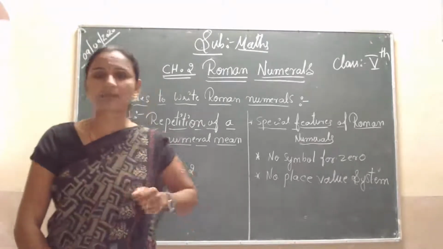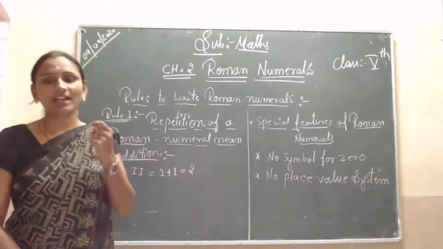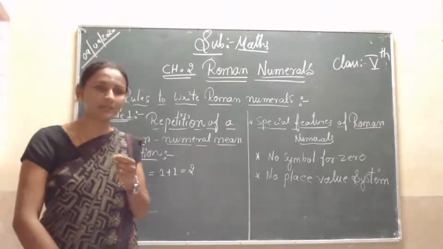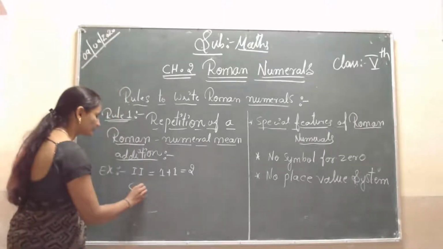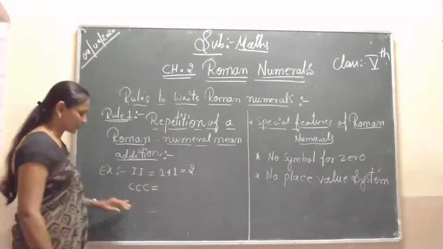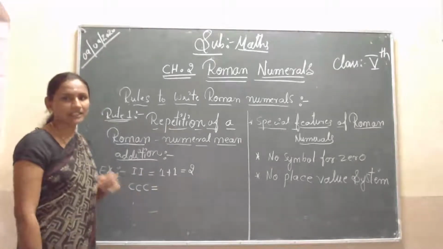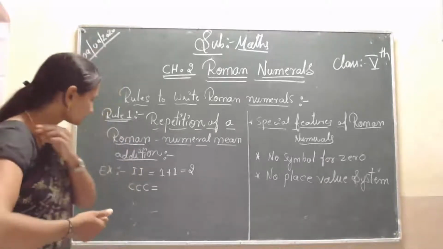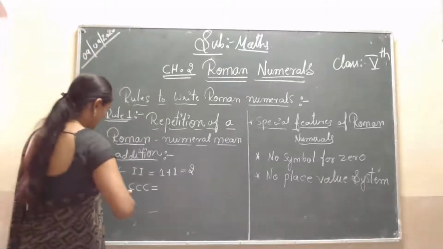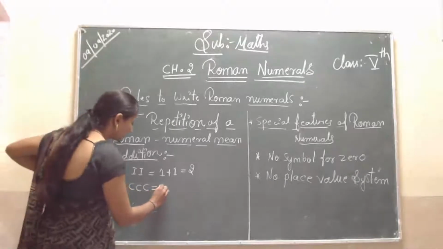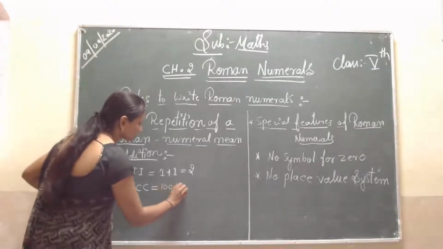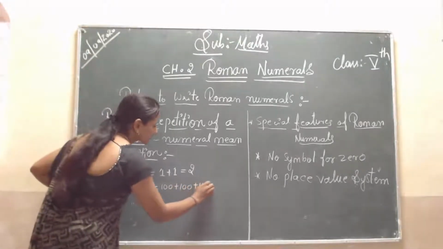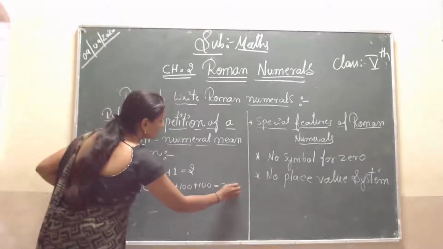Next example: write C. C written 3 times. How many times is it repeated, students? 3 times is the repetition. So 3 times repetition means 100 plus 100 plus 100, that is 300.